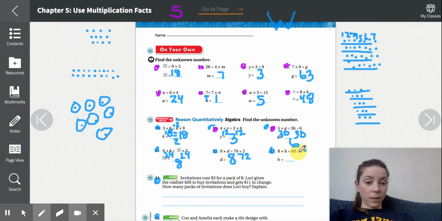Last one, 60 minus 4 is 56. What do you multiply by 8 to get 56? This is a hard one. 7. So that one should have been 7.